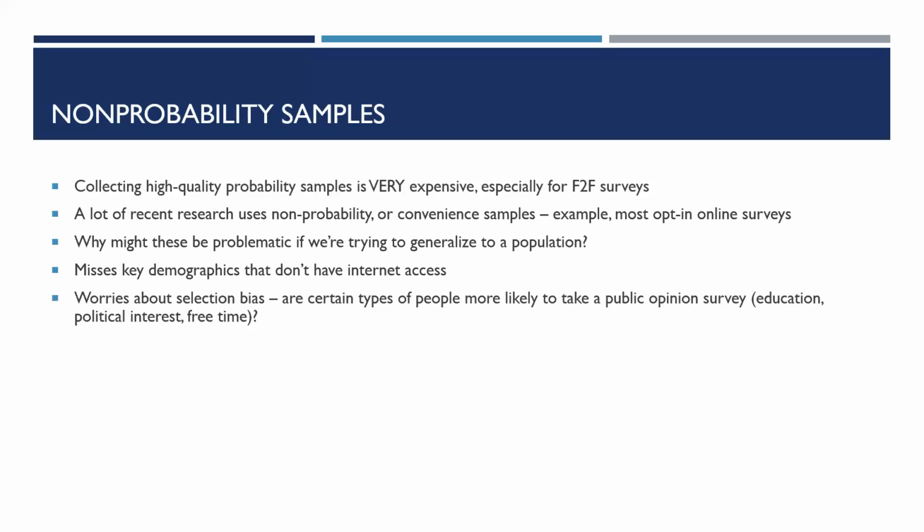And then we have to worry about this thing called selection bias and ask ourselves whether or not certain types of people in the population are just more prone to opt into these surveys in the first place. A lot of times we see that people with higher levels of education, maybe more political interest, more free time, are the ones that are more likely to take these surveys. So if we're drawing causal inferences from that, we have to note that limitation because we're not actually generalizing to the whole population.